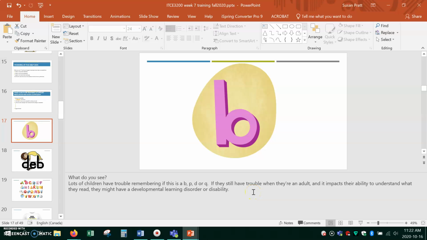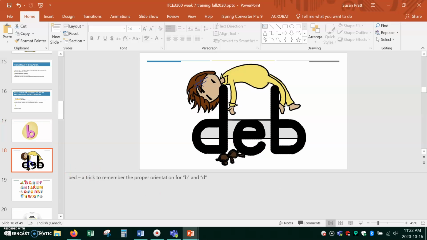But if you're still having trouble with that, or if a child is still having trouble with that when they're an adult, and it impacts their ability to understand what they read, they might have a developmental learning disorder or disability. So this is a trick that teachers sometimes use, or people with this challenge sometimes use, is they use the word bed to help them remember which letter is B, which way to face the circle and the line when it's a B, and which way for D.